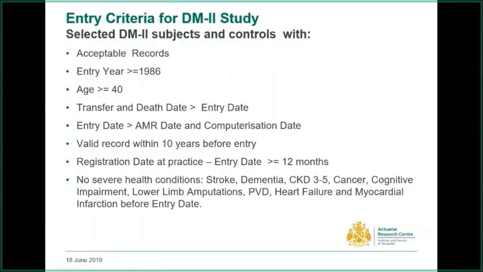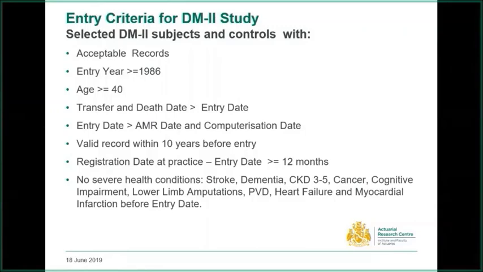For our study selection, this is the criteria that we used. We looked at every diagnosis of diabetes which was recorded. The first diagnosis was greater than or equal to 1986, and the patient should have been aged 40 years and above. Also, the transfer date and the death date should be greater than the entry date. And the patient should have been registered in the practice for at least 12 months prior to being diagnosed with diabetes mellitus 2.